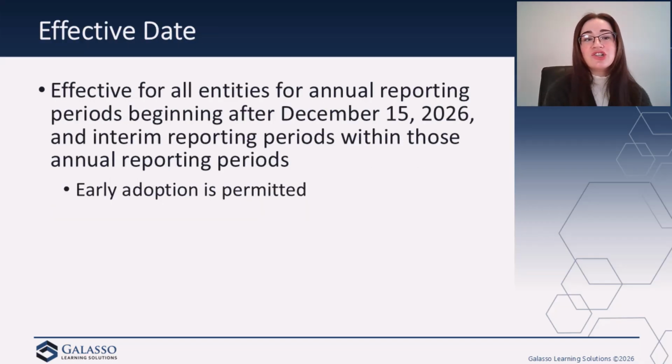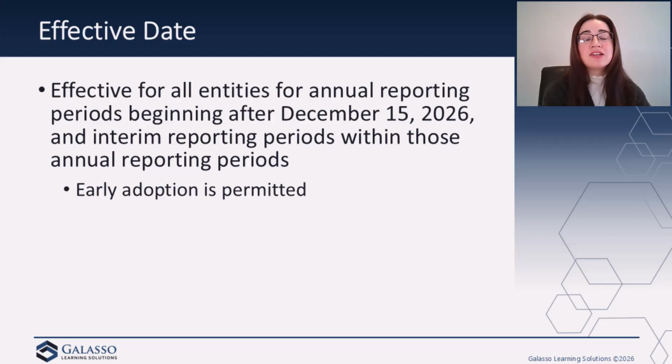Now, let's turn our attention to the effective date and transition guidance. The amendments are effective for all entities for annual reporting periods beginning after December 15th of 2026 and for interim reporting periods within those annual periods. Also, early adoption is permitted. So entities that want to move to this new guidance sooner can absolutely do so.